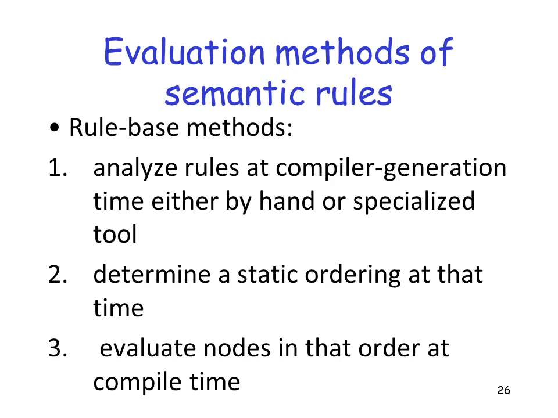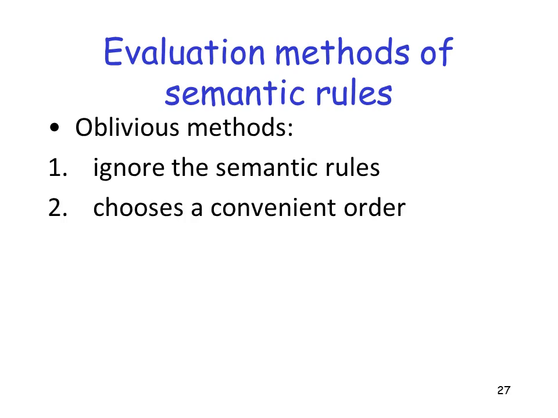Another method is the rule-based method. In this method, it is a static one. We have to analyze the rules at compiler generation time. Either you can do it using a specialized tool, or you can directly do it by hand. Then you have to determine a static order of evaluation and evaluate based on that static order. Another method for evaluation is the oblivious method. There is no importance for the semantic rule. We are choosing a convenient order and evaluating it.